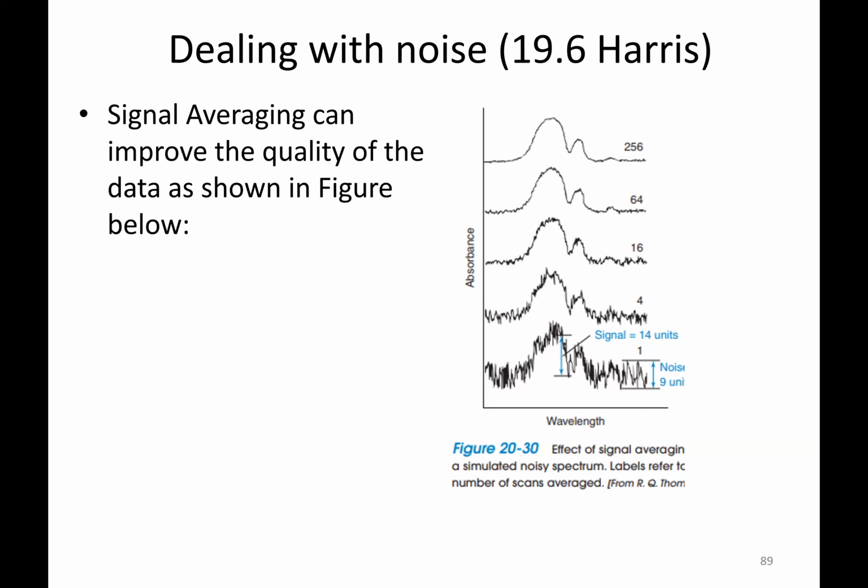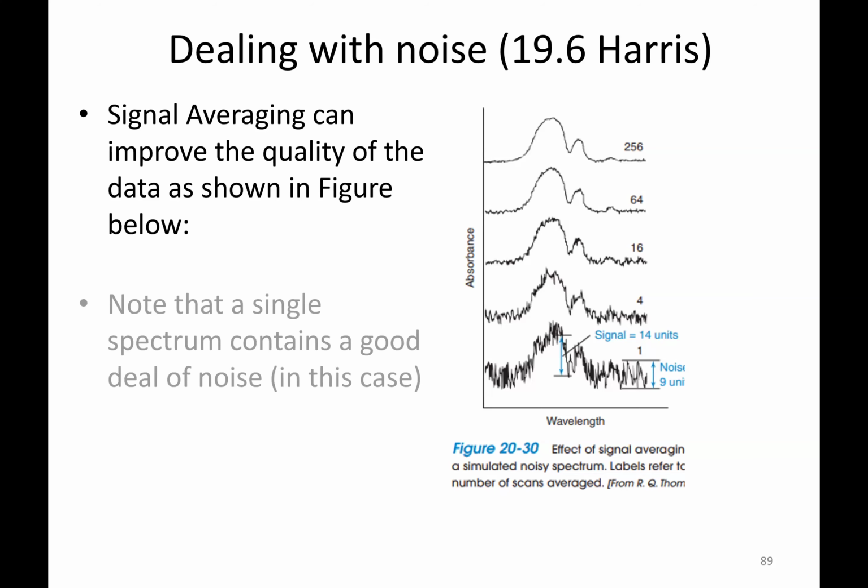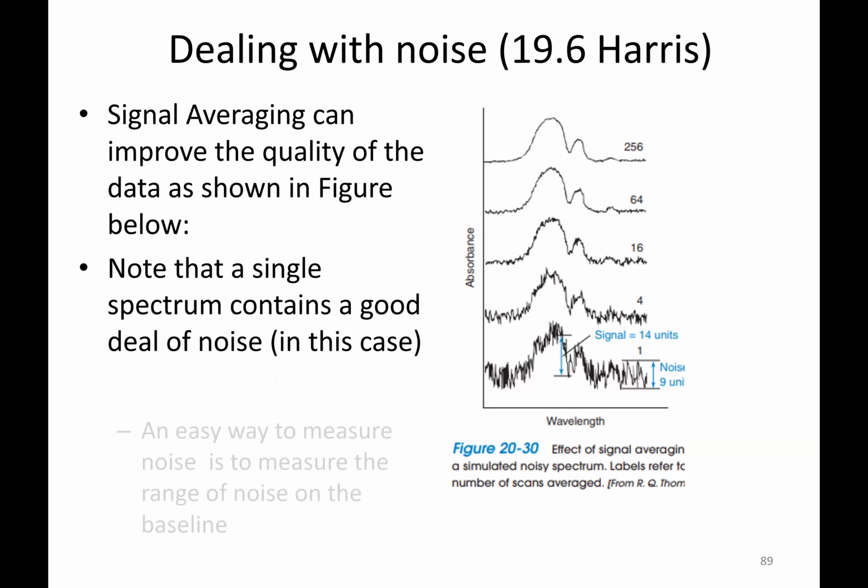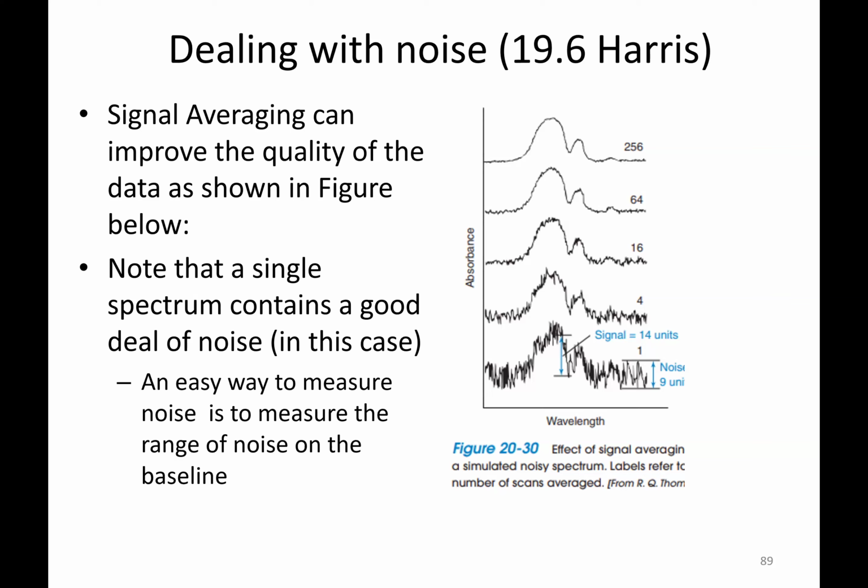So in this diagram, you have to measure that. Does that make sense? So that's how you measure the noise. And then the signal to noise, where do you measure it from? I want to make sure you know. Note that a single spectrum contains a good deal of noise. An easy way to measure noise is to measure the range of noise on the baseline. So this is the range. That's where you measure the noise level.